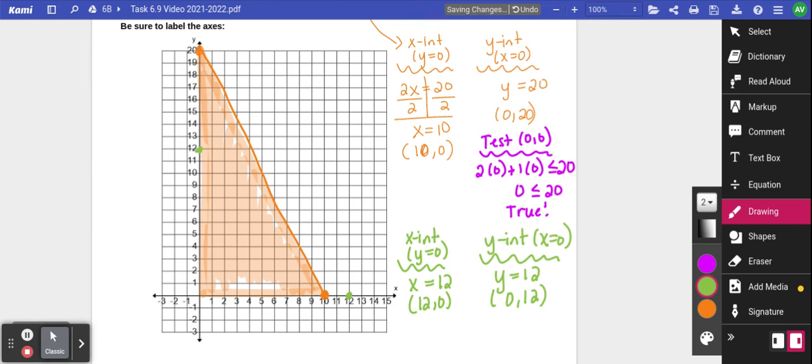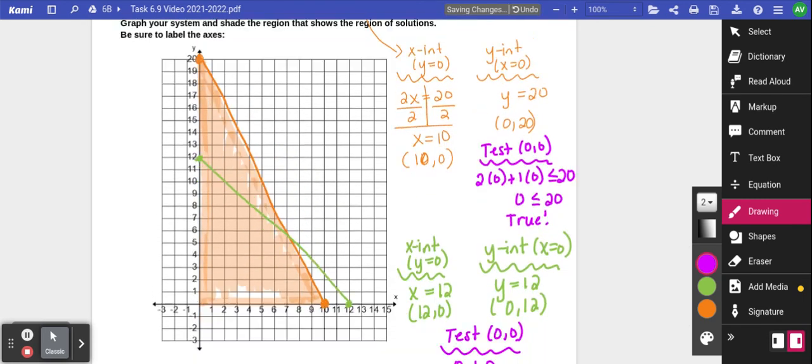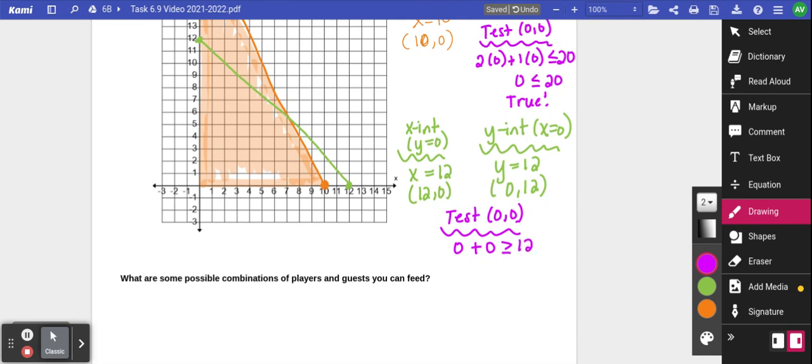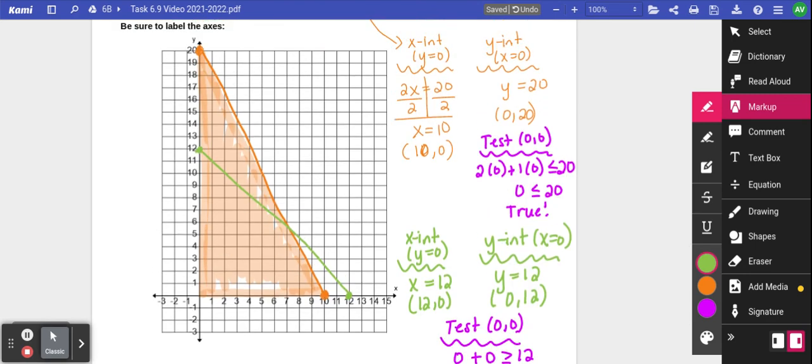Now, if I go ahead and graph that line, I'm going to draw, and again stop at the x and the y axis. And now I need to figure out where to shade. So if I test the point (0, 0), I get 0 plus 0 is greater than or equal to 12. So I get 0 is greater than or equal to 12, which is actually false, which means I want to shade the side of this line that does not have (0, 0). So that would be this side up here.